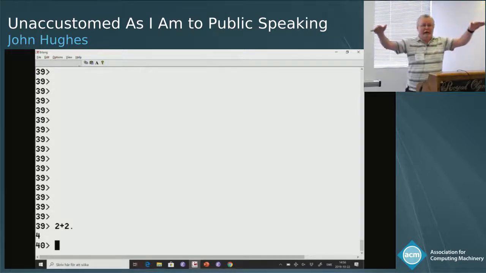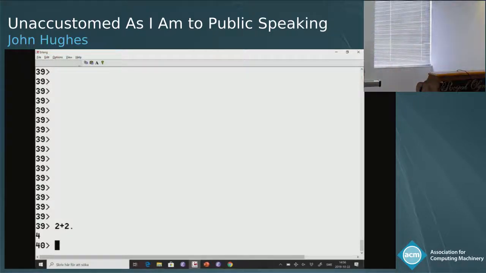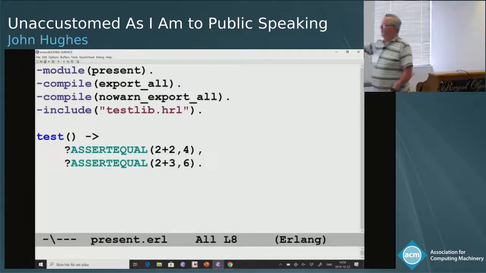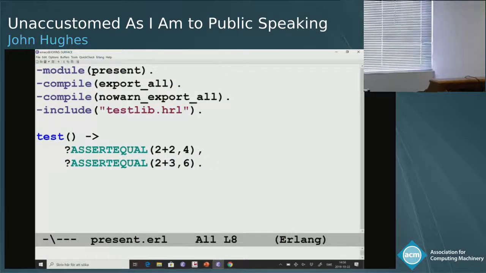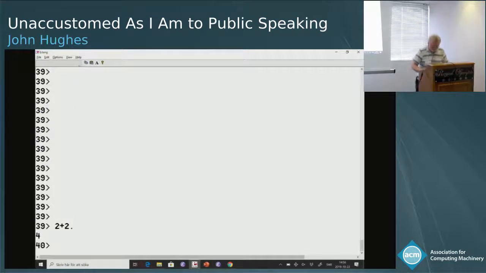Ooh. I am the ghost of testing present. Not for me the manual labor of running tests one by one. No, no. I automate my tests. 2 plus 2 should be 4. 2 plus 3 should be 6. And I can run them whenever I like, as often as I like.